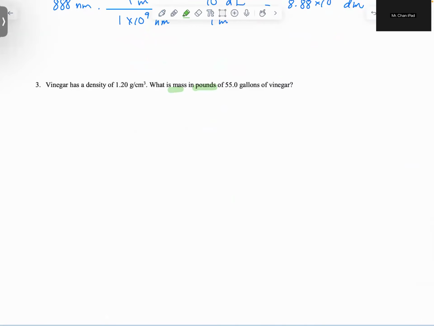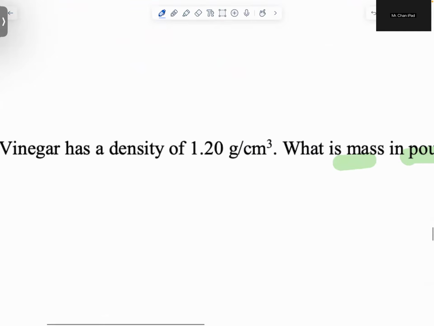Now, a common question that we have is this. What number do we start off with? There are two numbers right here, 1.2 and 55. What number do we start with? So let's go ahead and look at our analysis. It's a density. How many dimensions are here? Two. It's mass and volume.